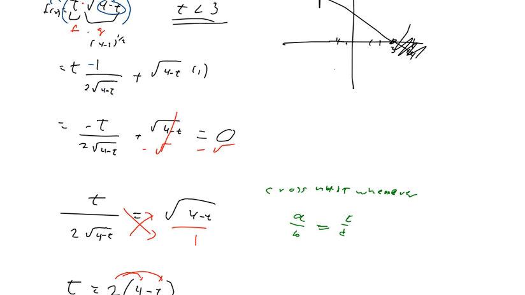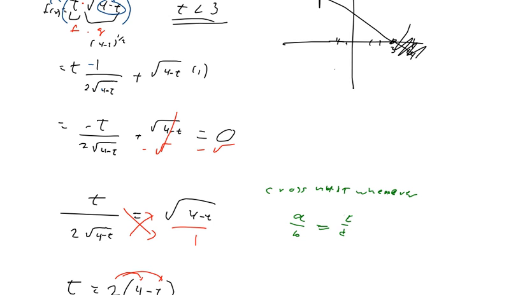So we have this square root we've got to be careful of. We don't want to have a negative here. So as long as my t value is less than 4, then we'll be okay.